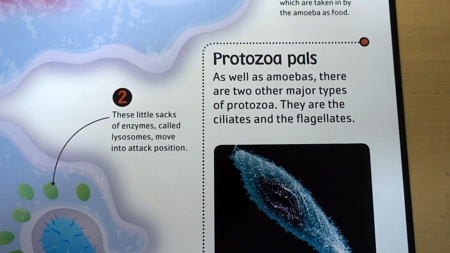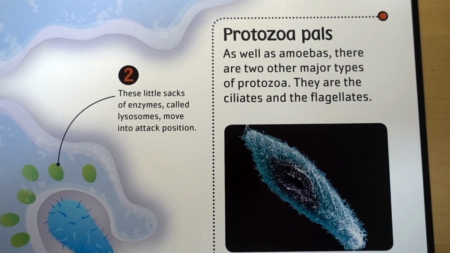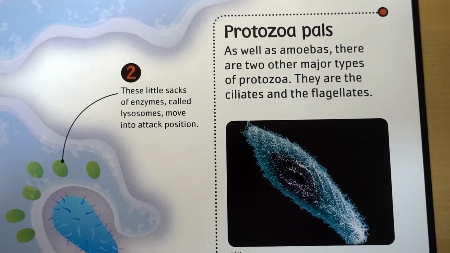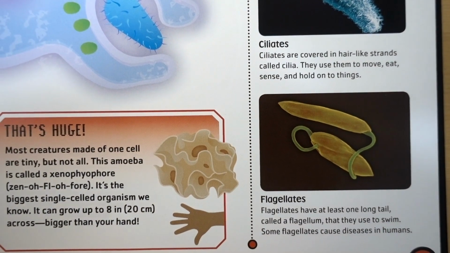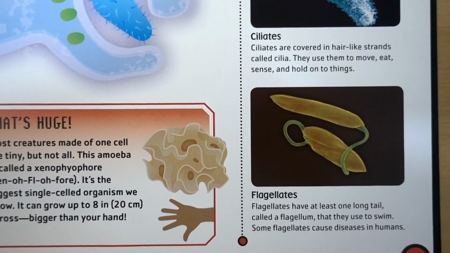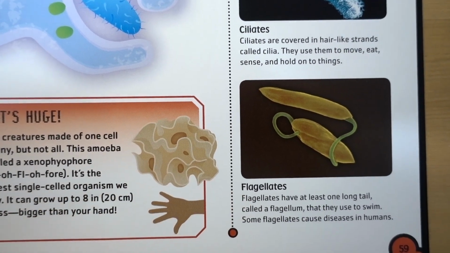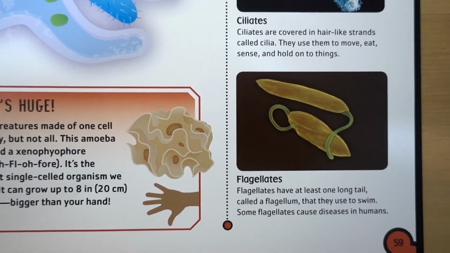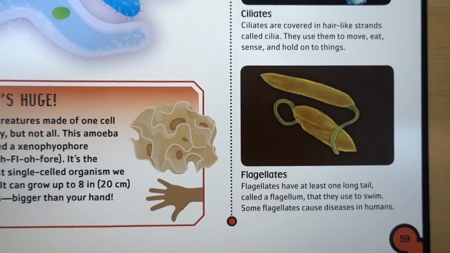Protozoa pals. As well as amoebas, there are two other major types of protozoa. They are the ciliates and the flagellates. Ciliates are covered in hair-like strands called cilia. They use them to move, eat, sense, and hold on to things. Flagellates have at least one long tail, called a flagellum, that they use to swim. Some flagellates cause diseases in humans.